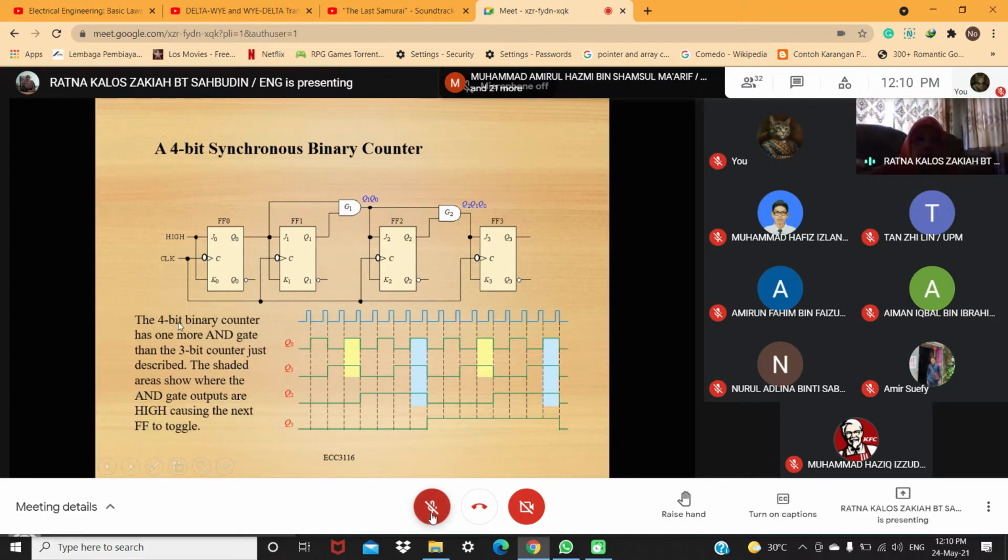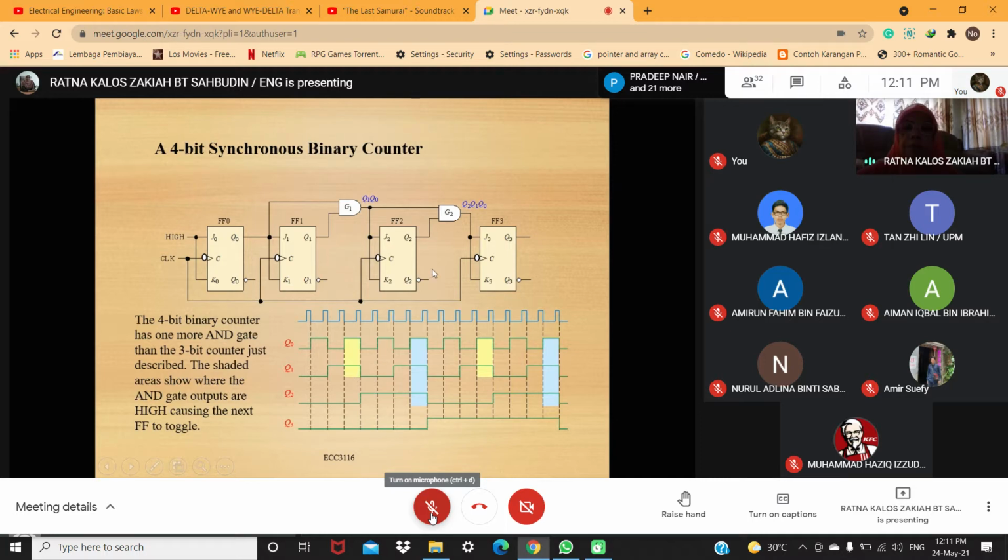Okay, this is the 4-bit binary counter. It has one more AND gate than the 3-bit counter just described. Just now with 3 bits you only had one AND gate. Now you have 2 AND gates. The shaded areas show where the AND gate outputs are high, causing the next flip-flop to toggle. So this is how you do it. That's what I mentioned just now. You draw the timing diagram, and for example here, it highlights the point where this is high. When this is high, it will toggle here.